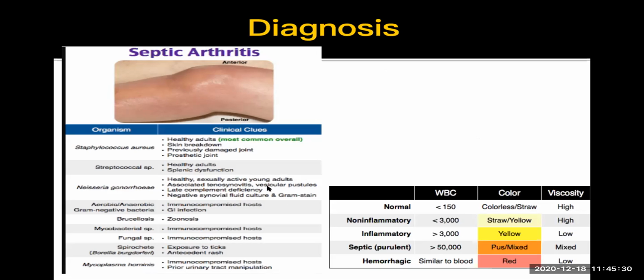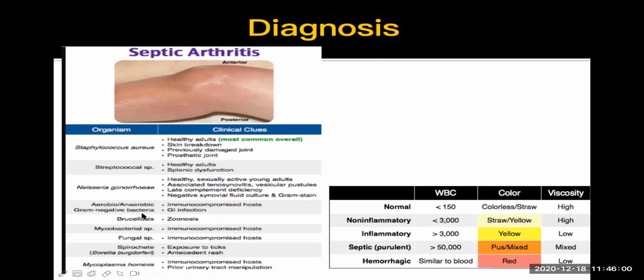Associated tenosynovitis or vesicular pustules are seen in gonorrheal infection. Tenosynovitis is the inflammation of the synovial sheath which covers the tendon. There may be late complement deficiency, okay? Remember, the membrane attack complex is not properly formed, then there is a high chance of gonorrheal infection, and there may be negative synovial fluid culture and gram stain.